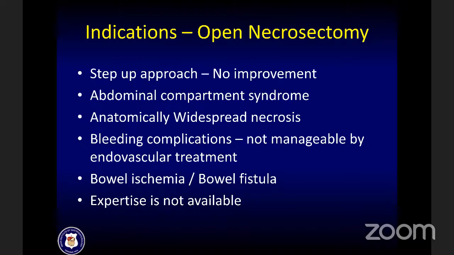So what are the indications today for open necrosectomy? When there is a step-up approach and there is no improvement in the patient's condition, or the patient deteriorates, or when there's an abdominal compartment syndrome, which is usually seen in the first few weeks of therapy, or when there's anatomically widespread necrosis, involving both paracolic gutters, lesser sac and mesocolon. So probably an open necrosectomy might be appropriate for clearing all these necrotic areas in one procedure. Also when a bleeding complication is not manageable by endotherapy, or there is bowel ischemia, or when expertise is not available for these minimally invasive procedures.